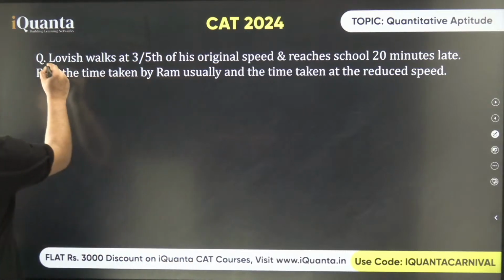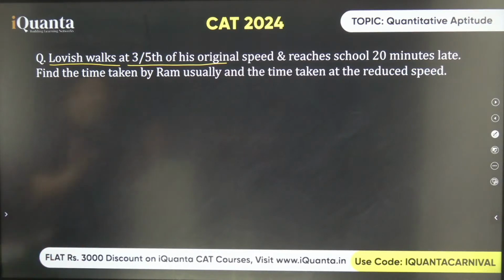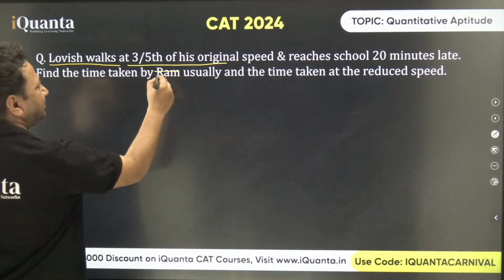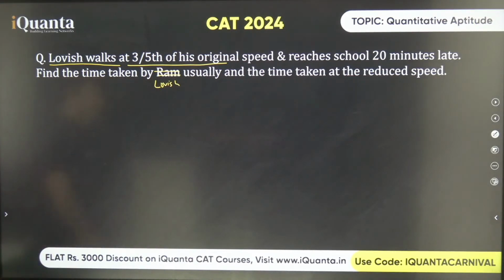The question says, Lavish walks at 3/5 of his original speed and reaches school 20 minutes late. Find the time taken by Lavish, usually and at the reduced speed. It's a typing mistake, it's not Ram. All right. So there are a lot of ways to solve this question, but we'll do something through which we can do it really easily and quickly. By the way, I'm giving you 2 minutes to solve this question and then we will discuss this out. You have 2 minutes. Start solving it.